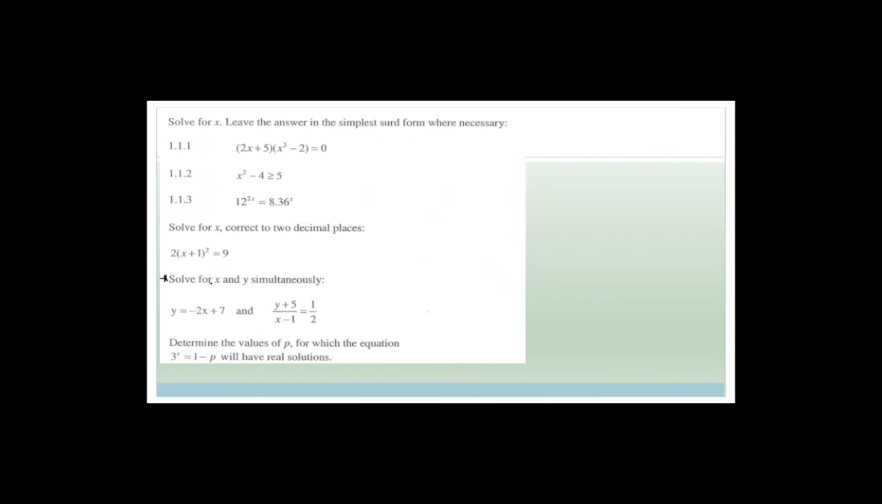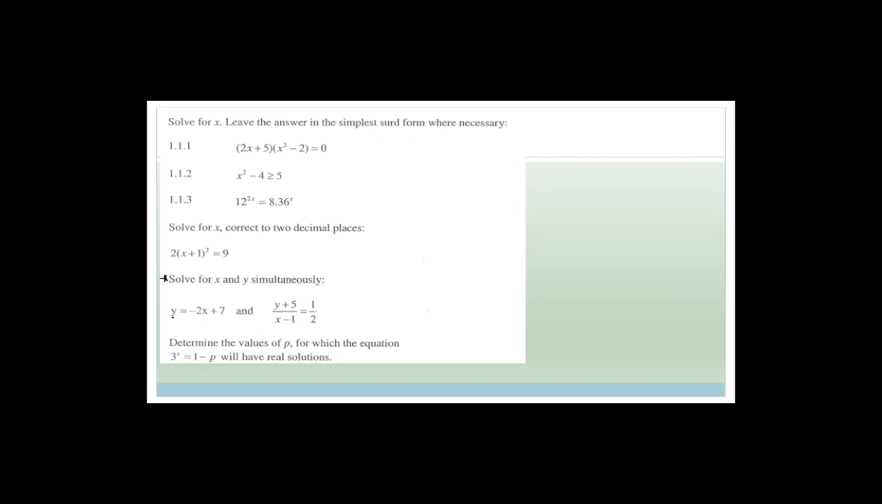It says solve for x and y simultaneously. So we've got y is equal to minus 2x plus 7, and then we've got (y plus 5) divided by (x minus 1) equals a half. Okay, so that looks a little bit scary. Do you agree? Because there's this fraction here, but it isn't actually as scary as you'd think.